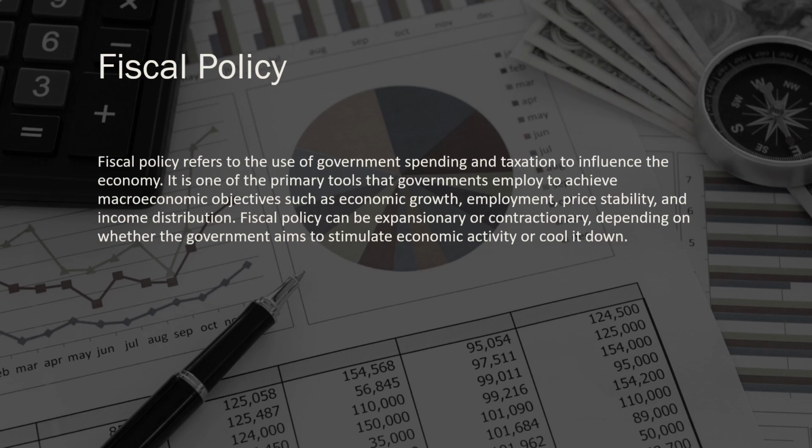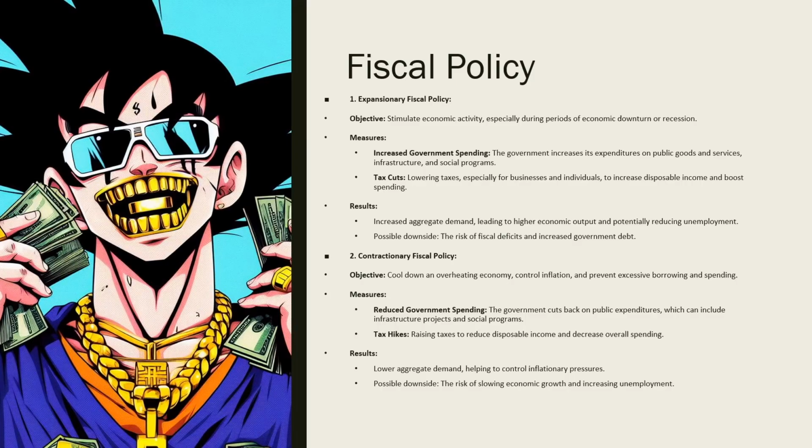So it's one of the primary tools that governments employ to achieve macroeconomic objectives such as economic growth, employment, price stability, and economic distribution. So fiscal policy can be expansionary or contractionary, depending on whether the government aims to stimulate economic activity or cool it down. We've already discussed essentially what this looks like.